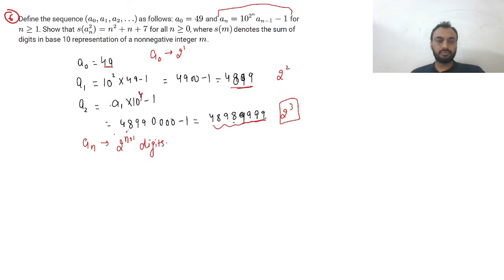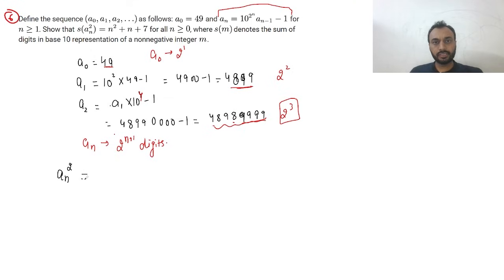So these are the few observations that we can see: the number of digits and the numbers, we can see that we can easily form that number, right? So this is about A0, A1, AN. Now we do not have to find the sum of digits of AN, we have to find the sum of digits of its square, right? So let's first try to figure out what AN square is.